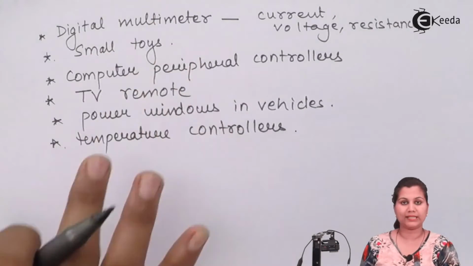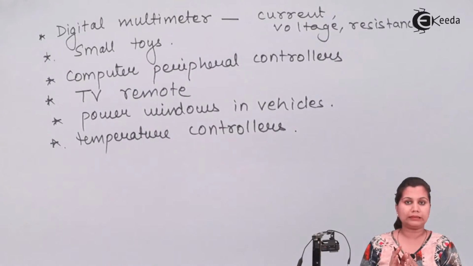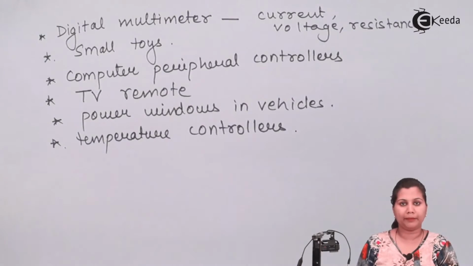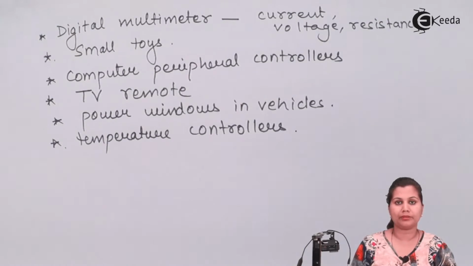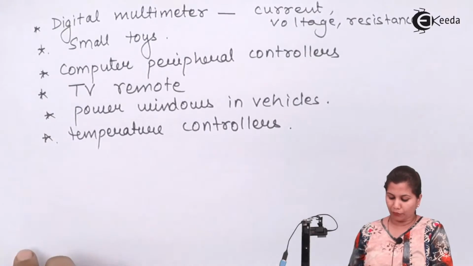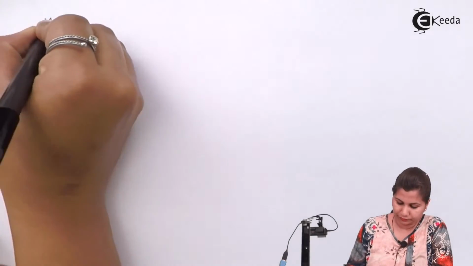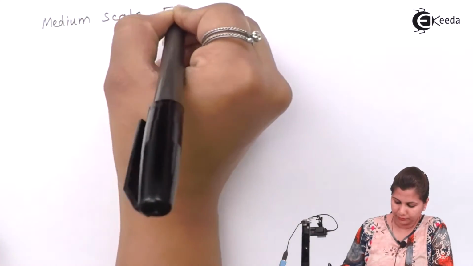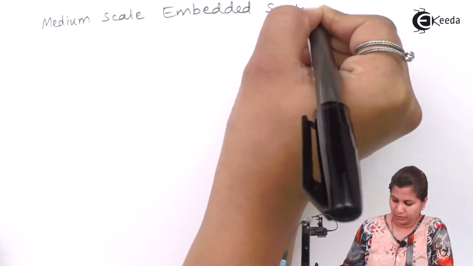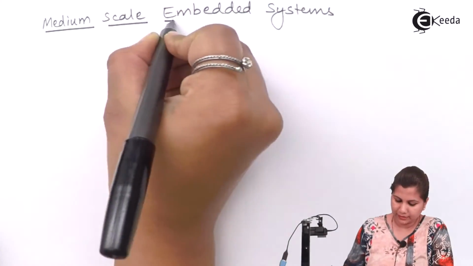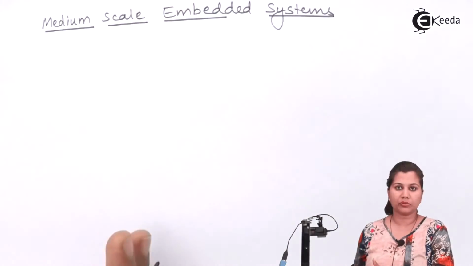You can see that in all these systems, the tasks are simple. They are not very complicated. Also the microcontrollers just need some simple programs to be stored for the simple tasks. So these are the small scale embedded system application examples. The next type of embedded system is the medium scale embedded systems. Examples of medium scale embedded systems are the router and the music system.